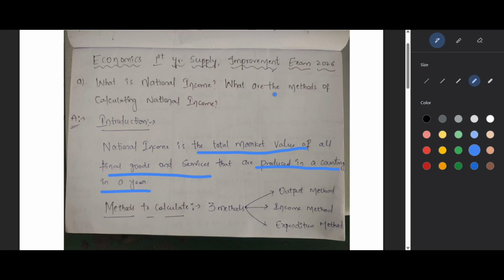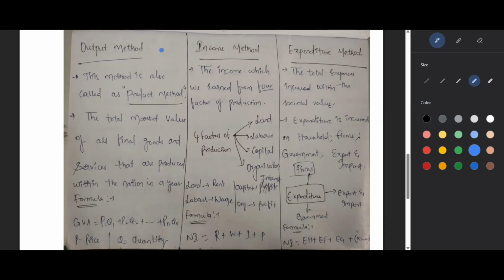Let's see the methods of calculating national income. So there are three methods to calculate national income. The first method is output method, the second method is income method, and the third method is expenditure method. Let's understand what is output method, what is income method, and what is expenditure method.